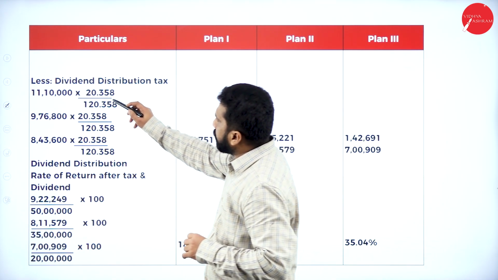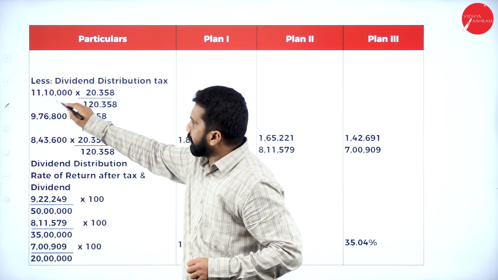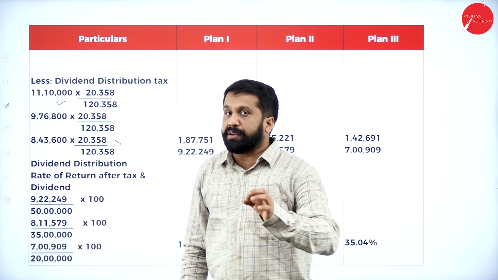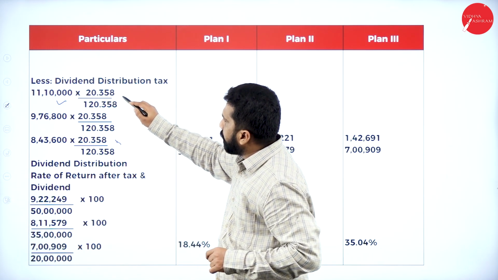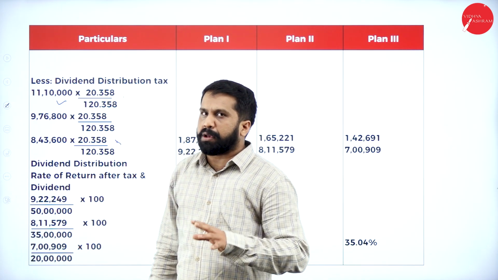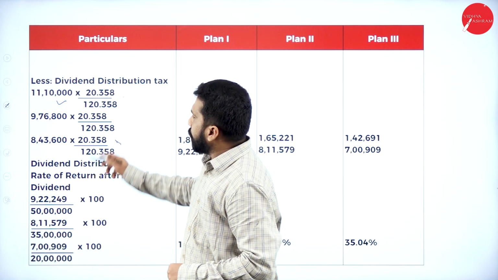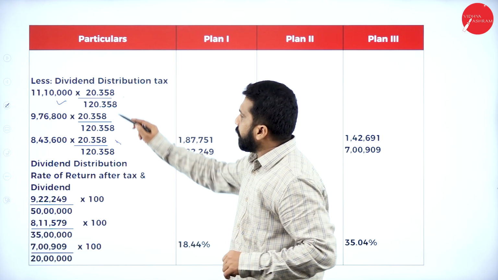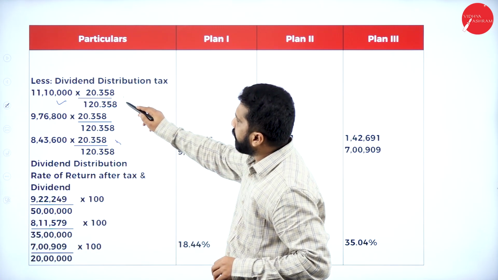Now, 20.358. Always remember, in this value, the dividend distribution tax is included. Again, I'll repeat. In this value, the dividend distribution tax is included. That is the reason 20.358 divided by 120.358. In case in the question paper they have given 25% DDT, what are you supposed to do? 25% divided by 125%. Hope you are clear. 25% divided by 125%. We are done with this.